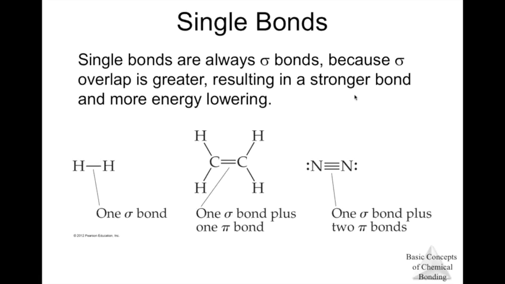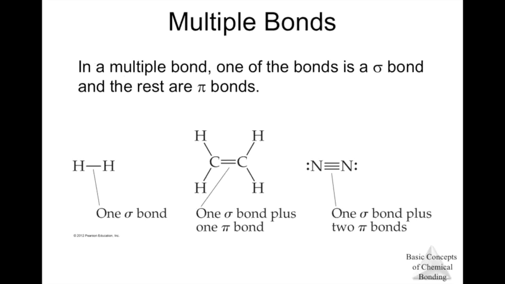So if we're looking at single bonds, again, single bonds are always going to be a sigma bond because this is the greatest overlap, so this is going to be the strongest bond. It's going to be the most favorable electron energy. In a multiple bond, though, such as this guy down here, one of the bonds is going to be a sigma bond, and then the rest of the bonds in that multiple bond pair are going to be pi bonds. So in this case, you have a single sigma bond and a single pi bond.